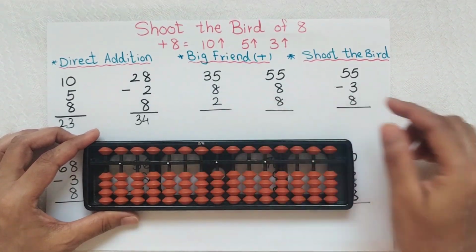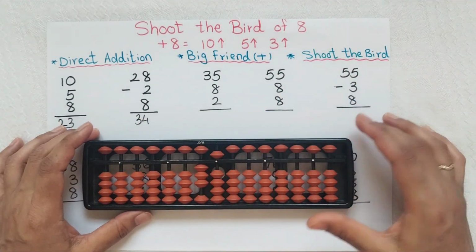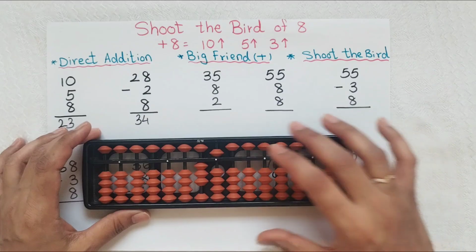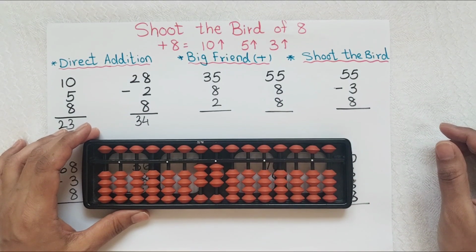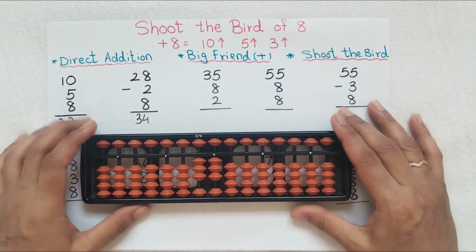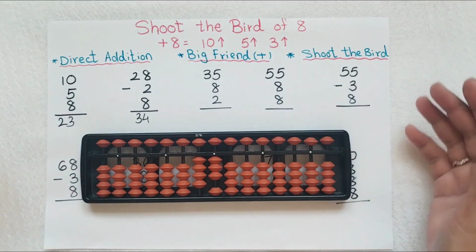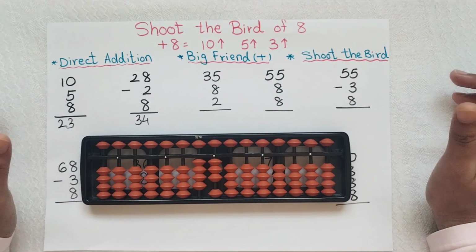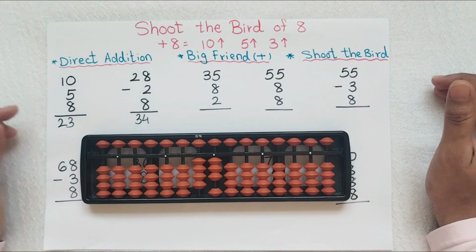Next, 35 plus 8 plus 2. 35. Now plus 8. How will I do plus 8? Am I correct? No. Did I miss something? Yes, I forgot to do 10 up. I just did 5 and 3. Now this is a very common mistake students usually make. They either do 10 up or they miss it.